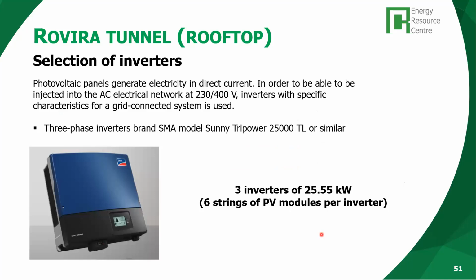Selection of inverters, again, the same good old Sunny Tripower, but in this case of higher power capacity. In the previous example, you had 5 inverters, 1 per string. In this case, you decided to go for bigger inverters and connect different strings, 6 strings per inverter. So you still have, because each inverter has 3 MPPT trackers.